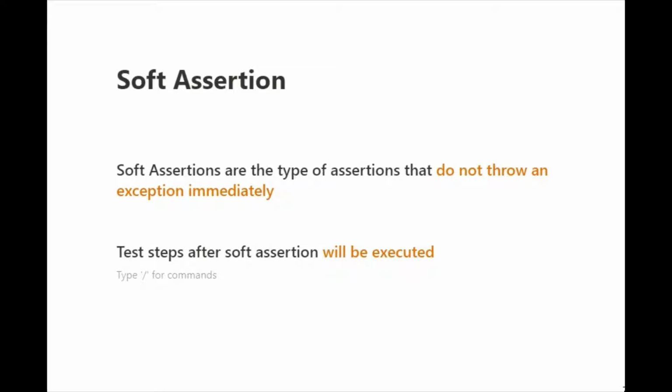In the previous slide we discussed the hard assertion. Basically, whatever assertion you use in automation scripts is a hard assertion. Here we are talking about the soft assertion. As you can see here, a soft assertion does not throw an exception immediately. So whenever your test fails, the rest of the test steps will be executed even if it failed in the soft assertion.